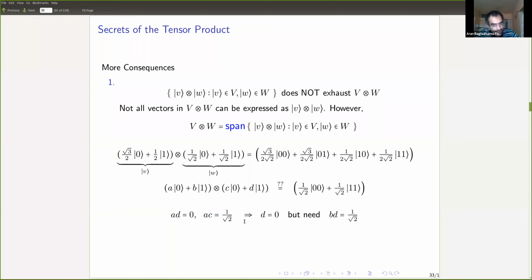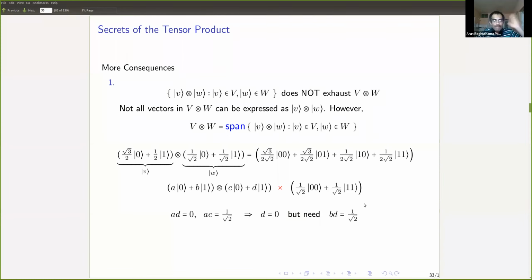This implies d equal to 0. But if d equals 0, you can't have bd equal to 1 by root 2. Remember, bd on the left-hand side is the coefficient of ket 11, and the coefficient of ket 11 on the right is 1 by root 2. So you cannot have d equal to 0. In other words, there is no choice for a, b, c, and d that ensures that (a ket 0 plus b ket 1) tensor (c ket 0 plus d ket 1) equals 1 by root 2 ket 00 plus 1 by root 2 ket 11. So this vector on the right cannot be written as a pure tensor product of two states.